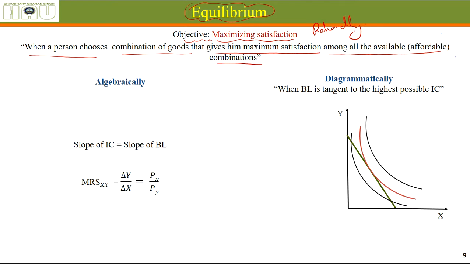A person chooses a combination of goods that gives him maximum satisfaction among all the available combinations. Okay.